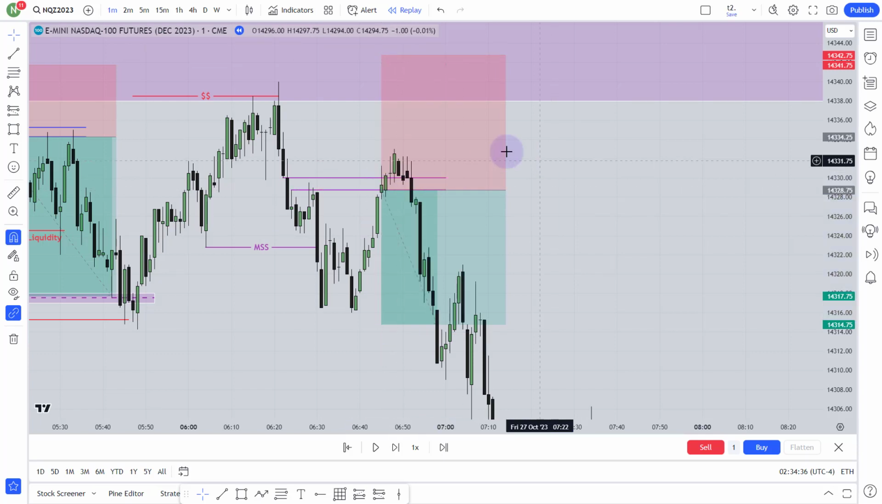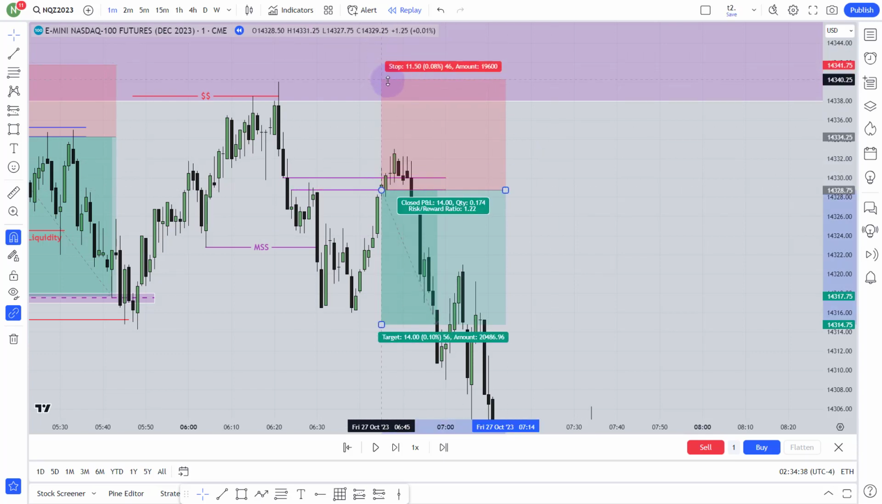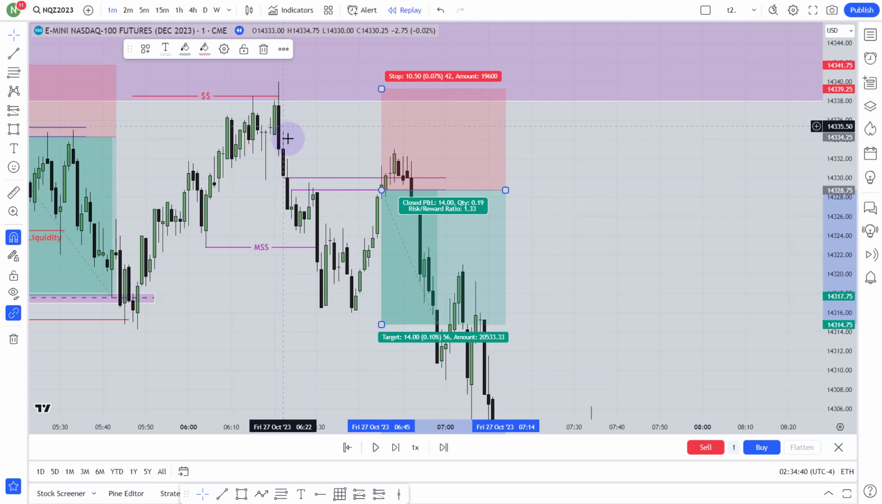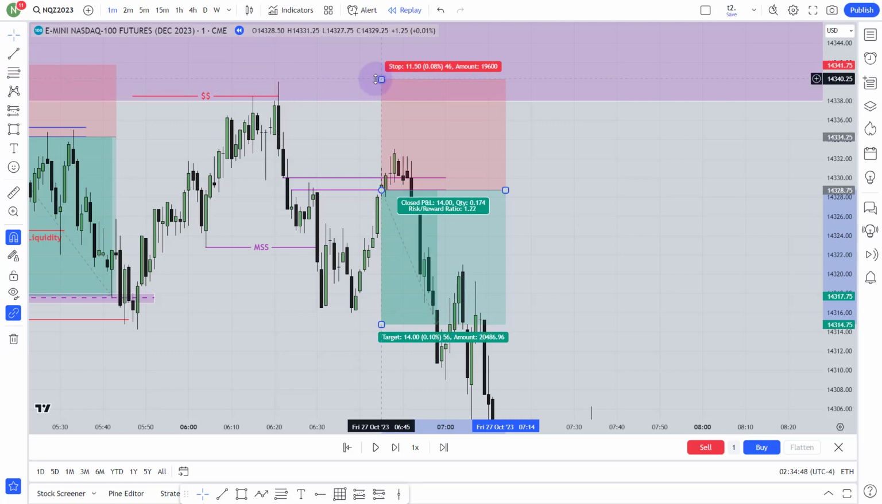Now where do you put your stop loss? You have to put your stop loss above here. Why? It is because price can come again to this area, but it will never break this high, so you can put your stop loss above this high.